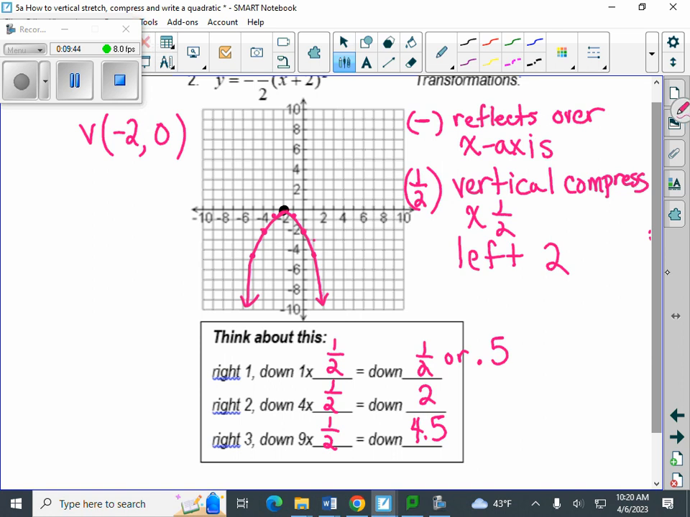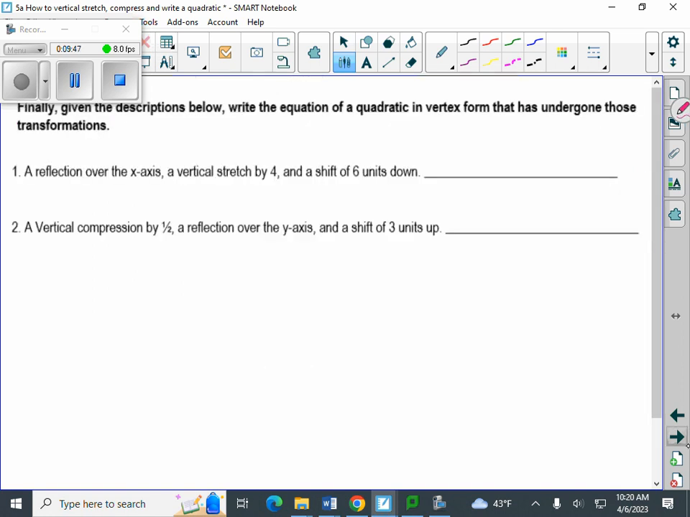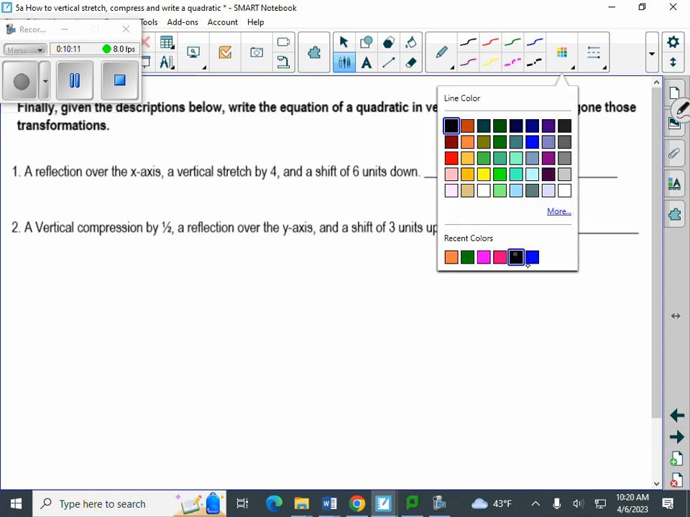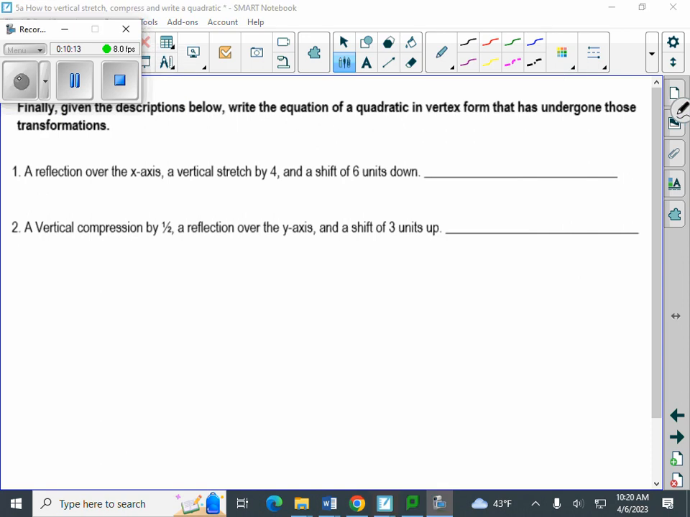As we flip our paper over, we have to write some equations, and that was part of the practice that you might have tried already, that I just think we need a little bit more clarification on. But if we're given the descriptions, we want to write the quadratic in vertex form that's undergone those transformations. The vertex form is y equals a times x minus h squared plus k.